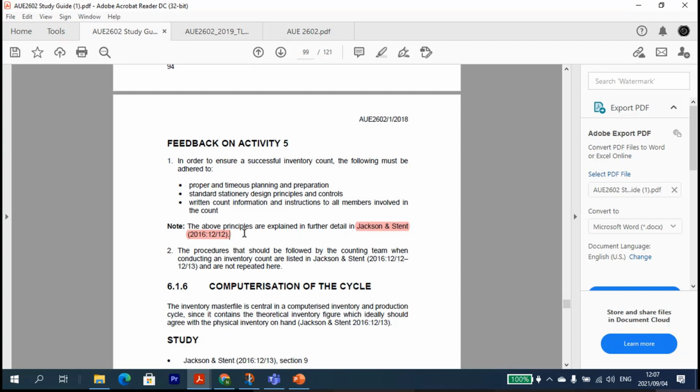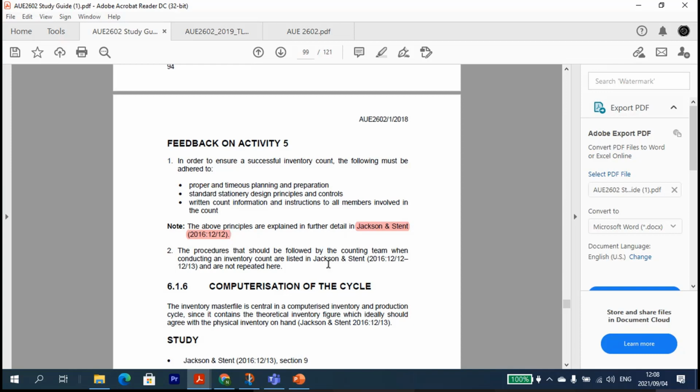Okay. So in order for a successful count to happen, it needs to be properly planned and prepared at the specific time, because an inventory count must happen at a point in time. Stationery needs to be there, and written count information and instructions for all members. So that's why I was saying that the principles I was mentioning are more on the admin side of things, that certain things need to be in place before the stock count actually happens.